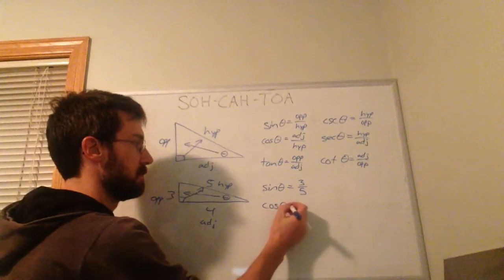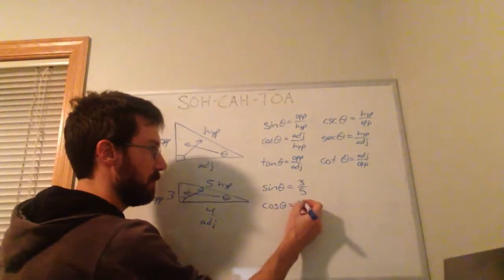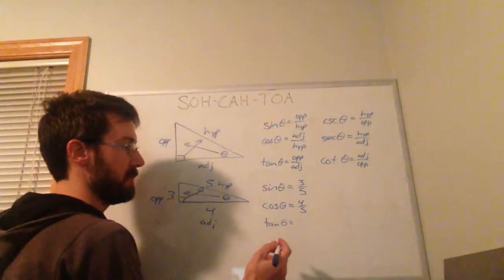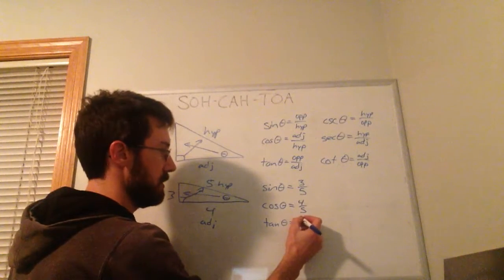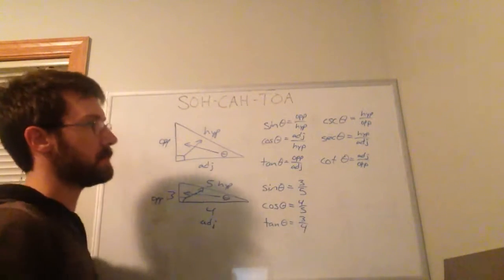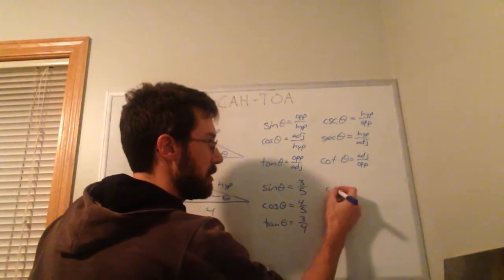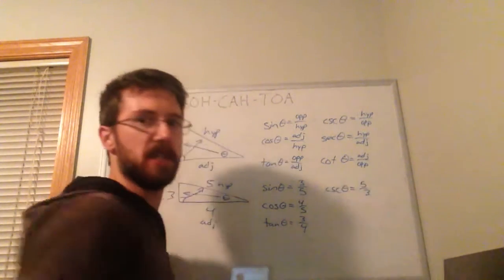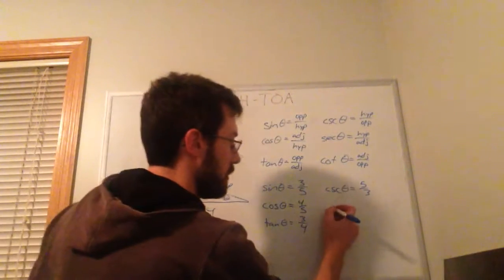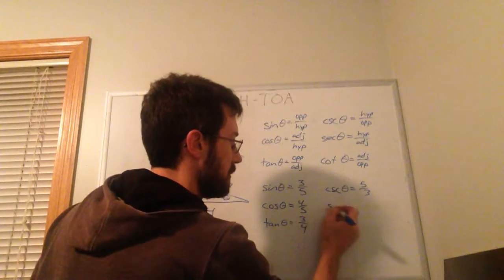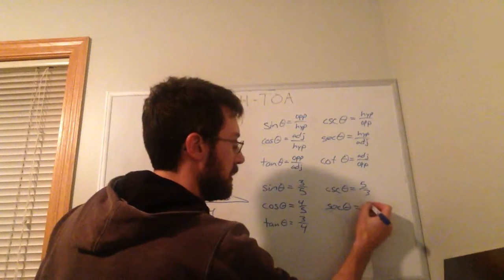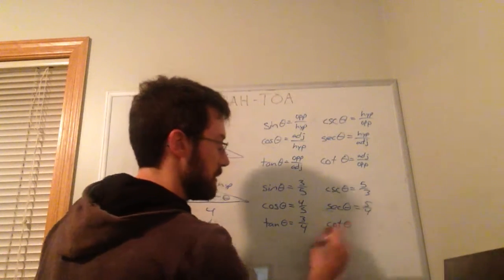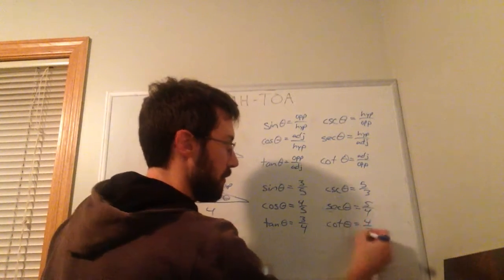Cosine is adjacent over hypotenuse, so 4 over 5. Tangent is opposite over adjacent, which is 3 over 4. Then our reciprocal ratios, cosecant, I just flip the fraction, 5 over 3, and I'm going to leave it just like that. I'm not going to change it to like 1 2/3. Secant goes with cosine, and instead of 4 over 5 it will be 5 over 4. Tangent is going to go with cotangent, and instead of 3 over 4 it is 4 over 3.